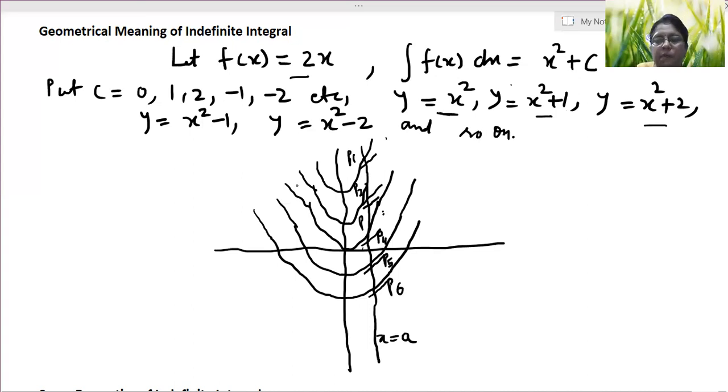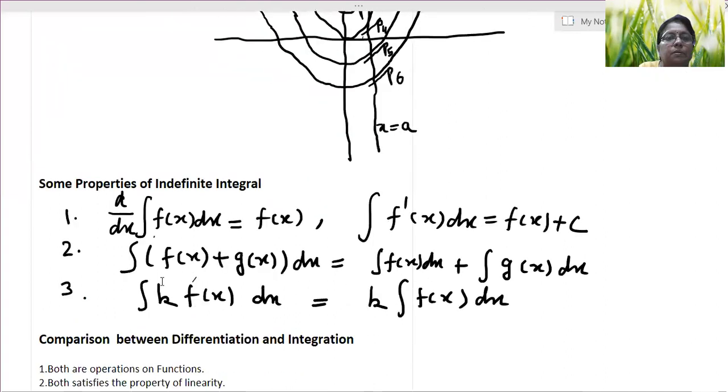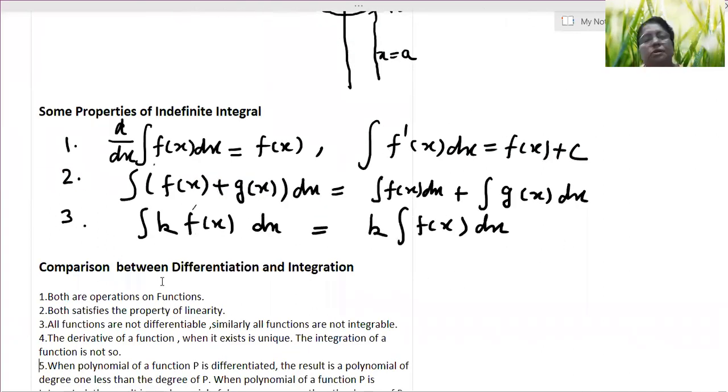So this is the geometrical meaning of the integration process. Now let's see some properties of indefinite integral. बच्चों, this is very known. I have already explained you कि d by dx of integral of fx dx is equal to fx, or you can say integral of f dash x dx is fx. As I already told you कि integration is the inverse process. Okay, inverse process है. So if you integrate any derivative of a function, then you will get the function.